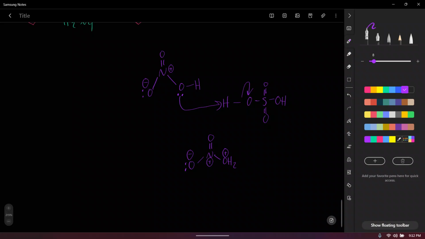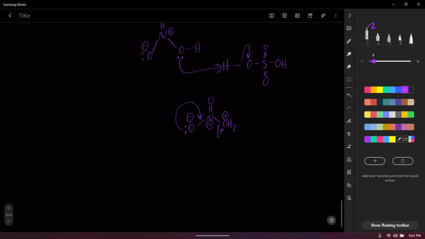Okay. And then that lone pair can go there, and that can leave. And so I have now generated this thing. And this is my hot electrophile. So that was step 1, generating NO2+.